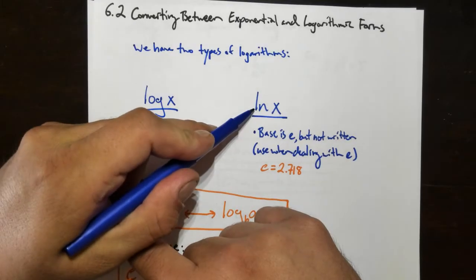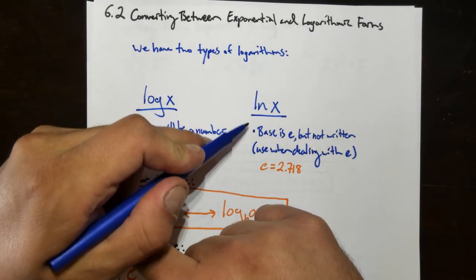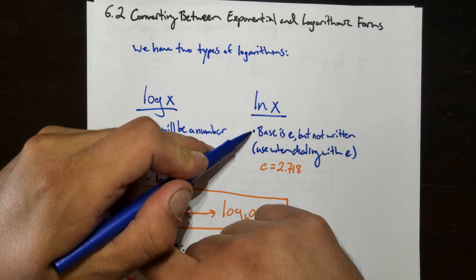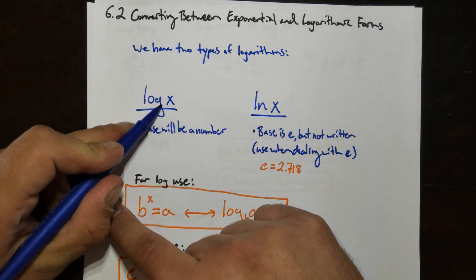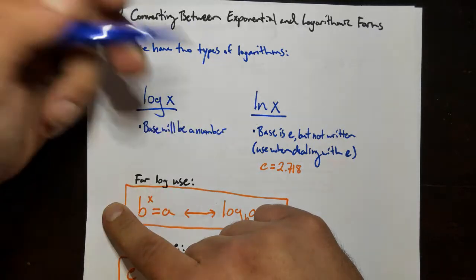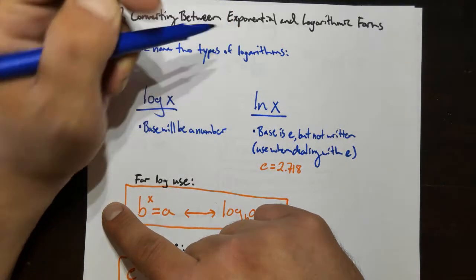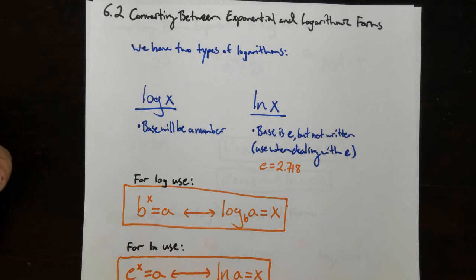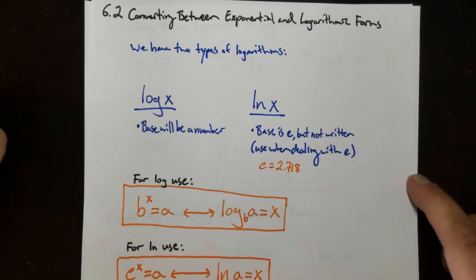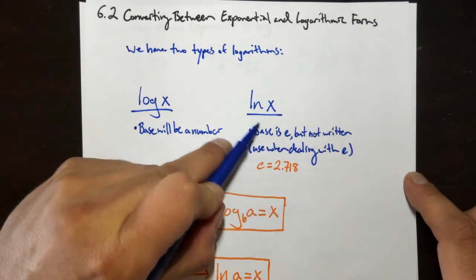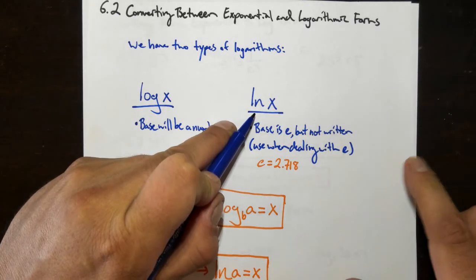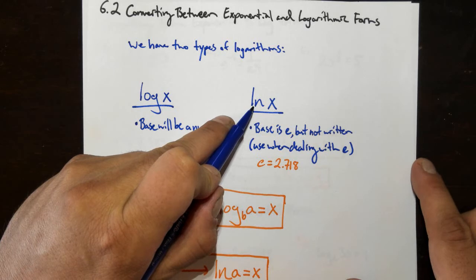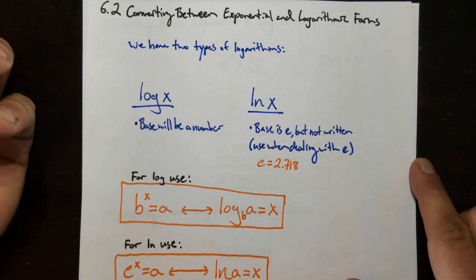For the natural log, though, natural log is a special case. The base is always e, and it's not written. So just like how there's an invisible 10 here for some logs, on all natural logs, there's going to be a base e down there, but it's just not written because it's always e. So we're going to use the natural log when we deal with e. So whenever you see an e, think natural log. Or if you think natural log, think that an exponential form will be dealing with e.